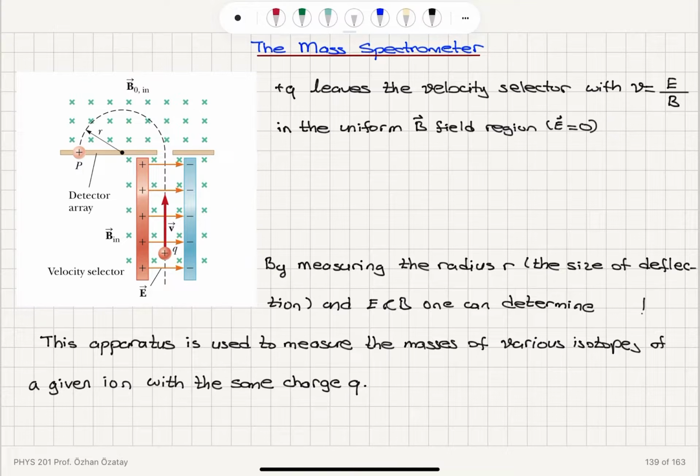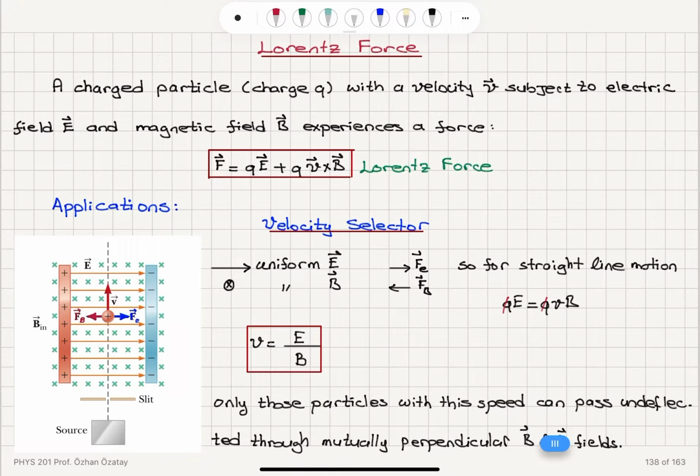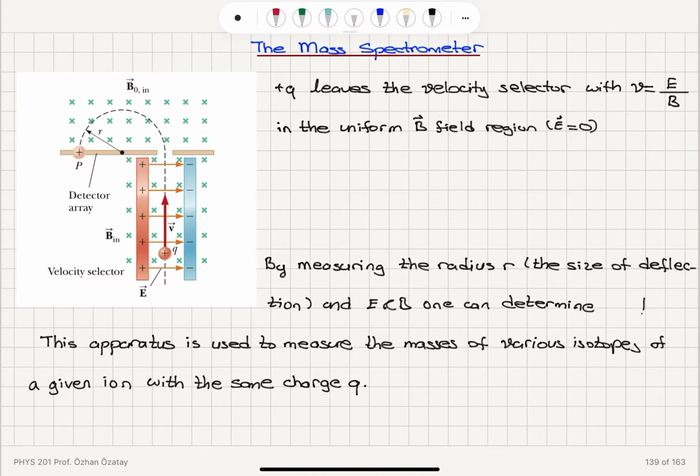Another important application of the Lorentz force is the mass spectrometer. Now remember the velocity selector. We have a charged particle that enters this region of uniform electric field and uniform magnetic field into the page. Due to the balance between the magnetic force and the electric force, QE equals QVB, we have the velocity of the charged particle that leaves this region equal to E over B.